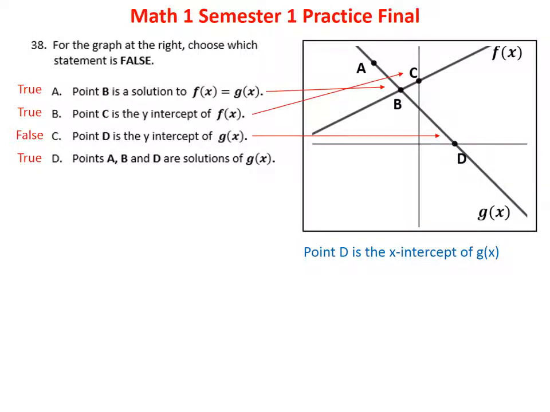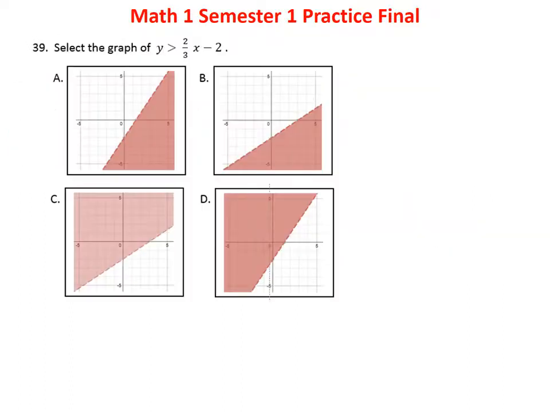Last one, A, B, and D are solutions. To be a solution, it has to be on the line, and notice that A, B, and D are all on there. That is a true statement. Our answer is C.